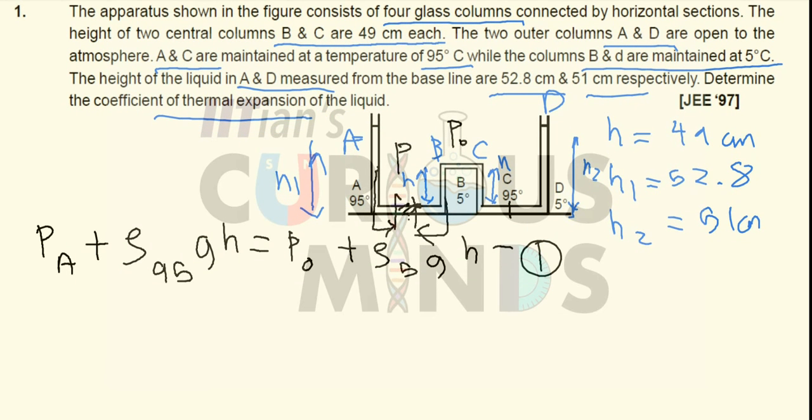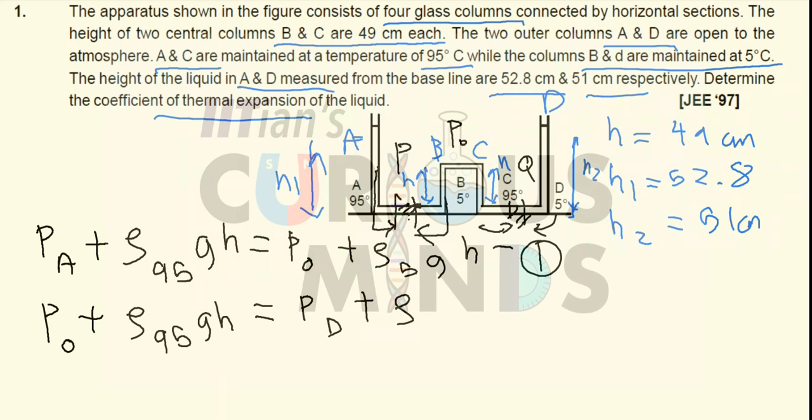Similarly, when I take a cross section Q on the right hand side, pressure from C will be equal to the pressure from D. The total pressure from C will be equal to total pressure from D. So pressure from C will be equal to P naught plus density of the liquid at 95 degrees Celsius into gh, equal to pressure from D plus rho at 5 degrees Celsius into g into h. Let this be equation number 2.